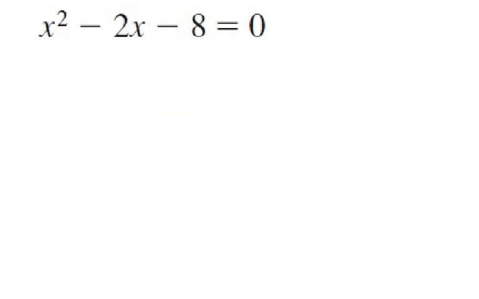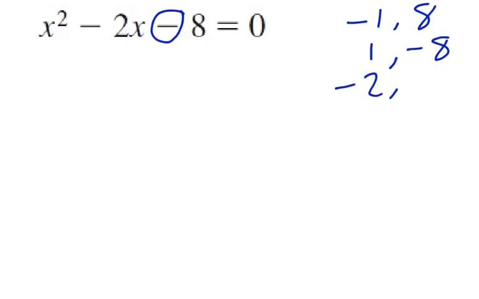Final example is when both the signs are negative. Okay, if the final sign is negative, we know that our answers, one is positive and one is negative. And we're looking for minus 8 this time, so numbers that multiply to make minus 8 are minus 1 and 8, 1 and minus 8, minus 2 and 4, and 2 and minus 4. They add to make minus 2.